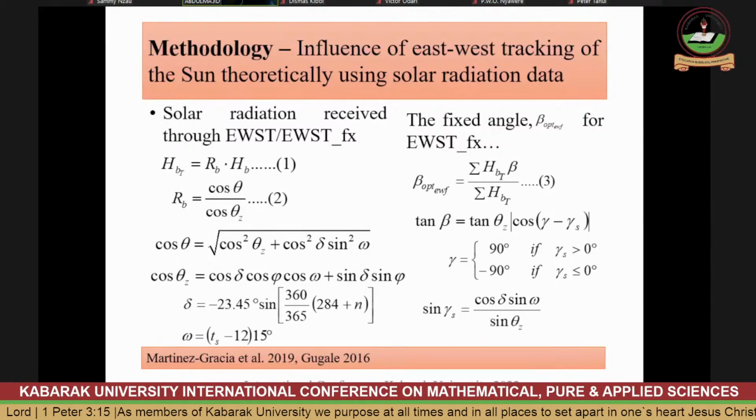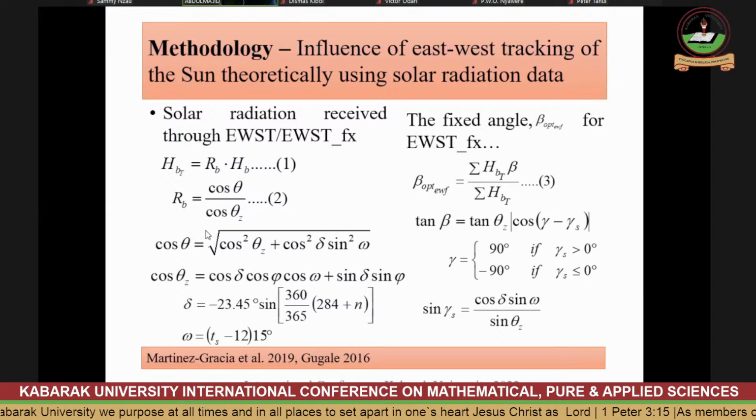Another modality is a fixed angle east to west tracking. In this kind of tracking, between 7 o'clock in the morning up to 12 o'clock noon, the panel is directed to the east, and then in the afternoon, the panel is directed westward at a particular angle, which is calculated using equation 3.